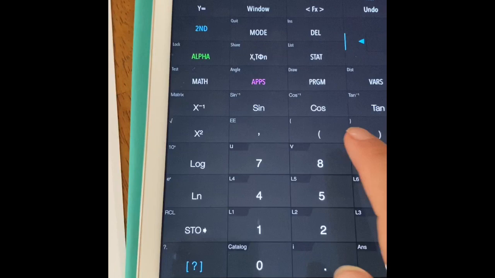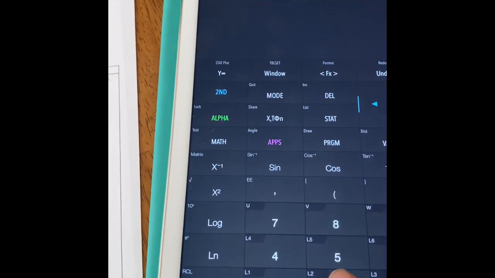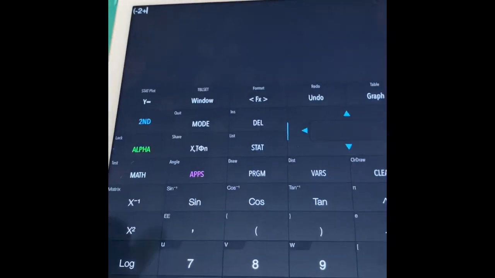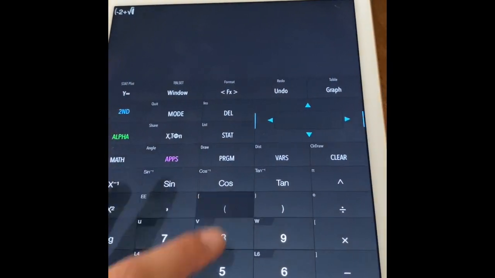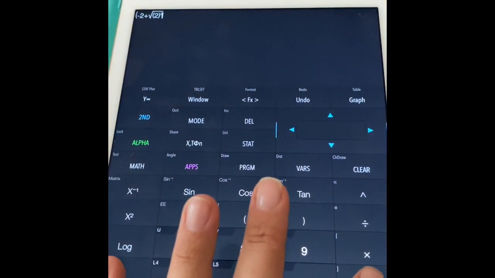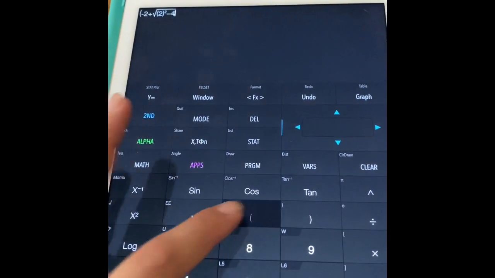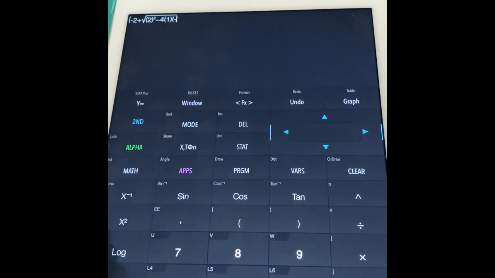All right, so it's going to go a big set of parentheses and it types up here, negative 2 plus the square root of 2 squared minus 4 times 1 times negative 15.